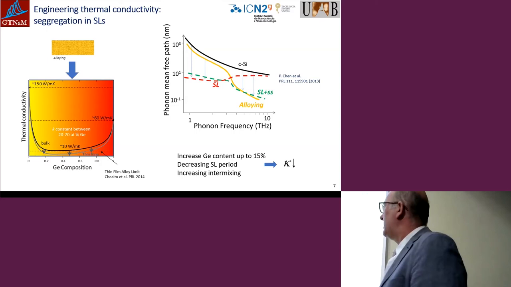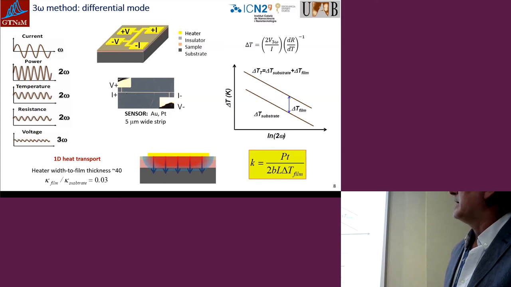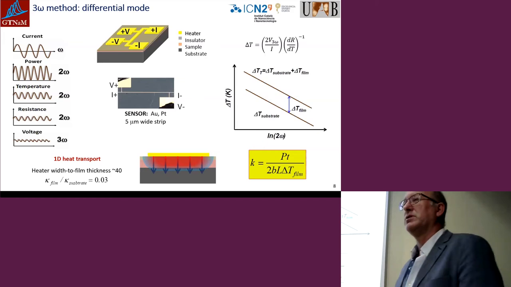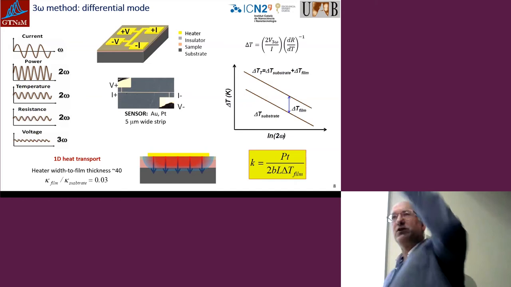So we do measurements in this system, which are thin films. We do measurements by the three omega method, in which we basically go with a current at omega, then we have a power release at two omega, a temperature increase at two omega, and then we measure the three omega voltage. We do that typically in differential mode, and at the end we can extract the thermal conductivity of the material, and these are cross-plane measurements.